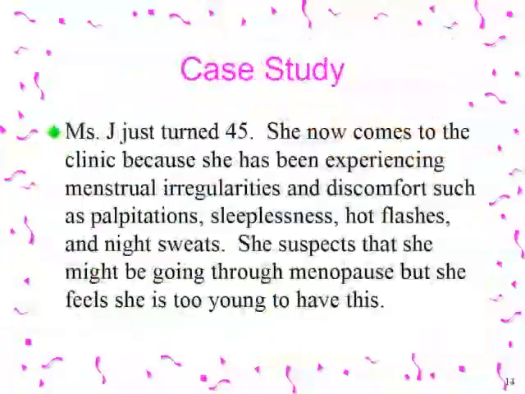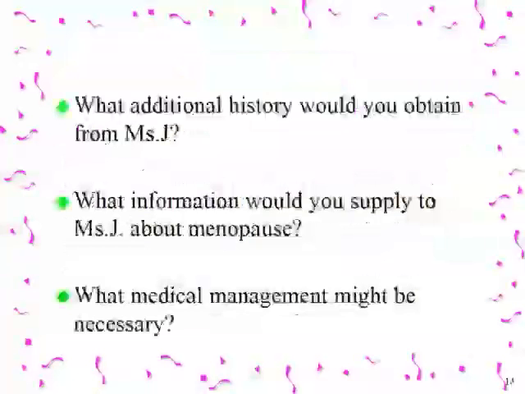This is a case study where we're going to look at the effects of menopause. This is a patient that just turned 45, comes to the clinic because she's been experiencing menstrual irregularities, discomfort, such as palpitations, sleeplessness, hot flashes, night sweats. And this particular patient suspects she may be going through menopause, but thinks maybe she's too young. So we're going to talk about some of these types of issues.